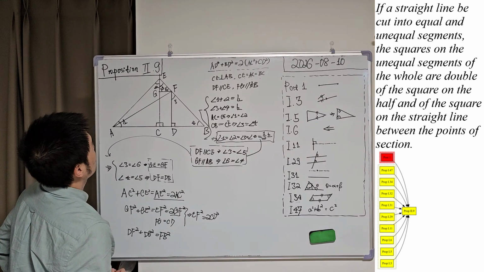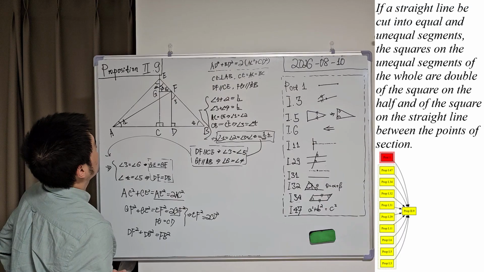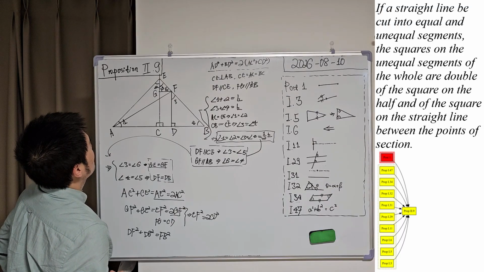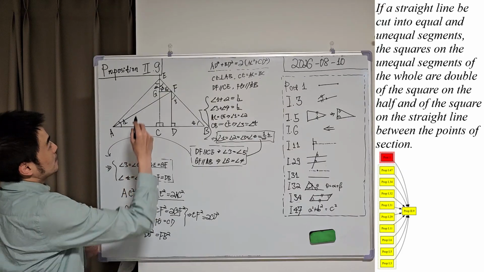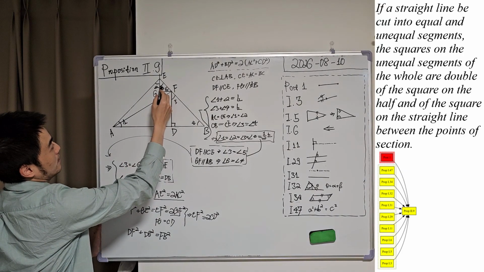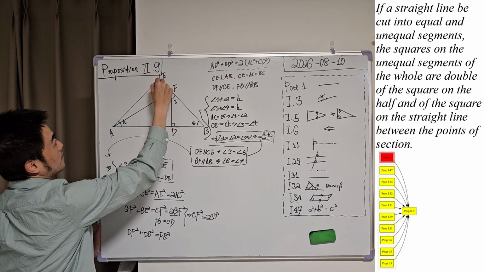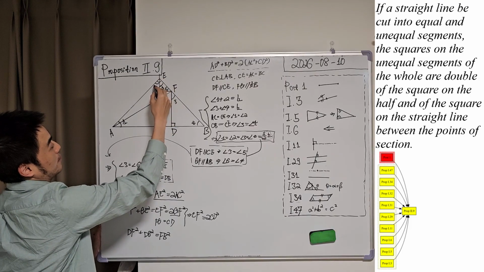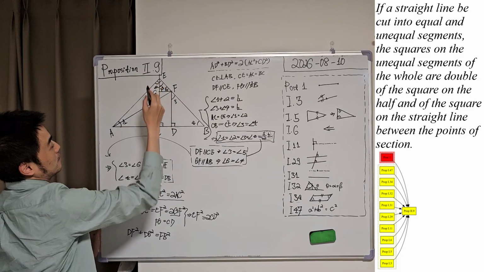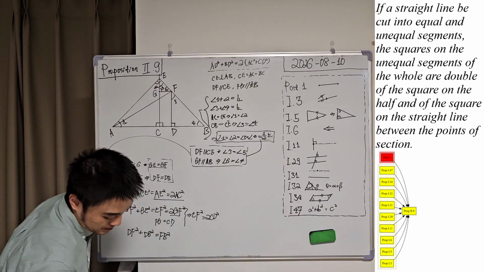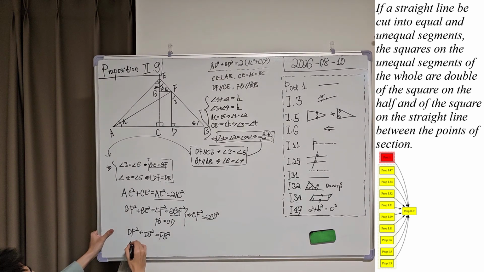Okay, and we have known that angle 2 and angle 3, both of them are equal to half of the right angle. So this angle is also a right angle because it equals angle 2 plus angle 3. So this is another right angle triangle. So if we apply proposition 47 again, we know that AE square plus EF square will be equal to AF square.